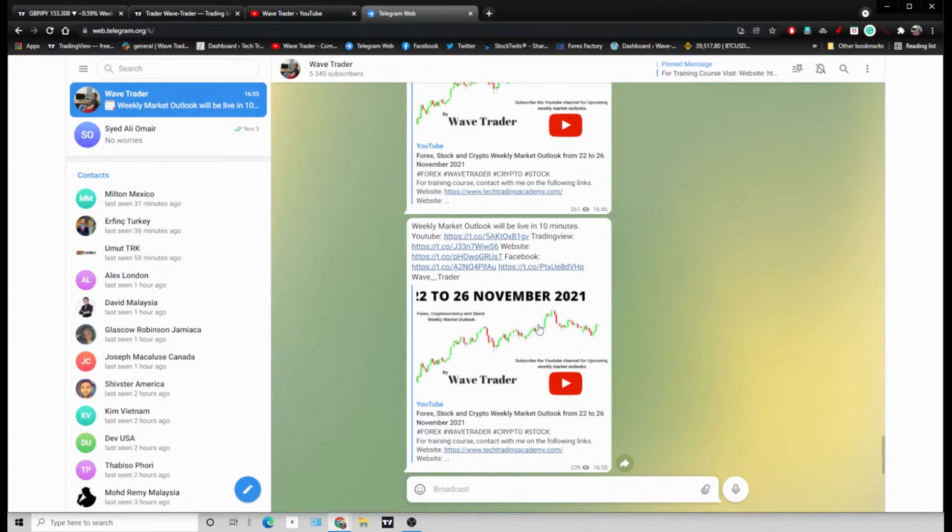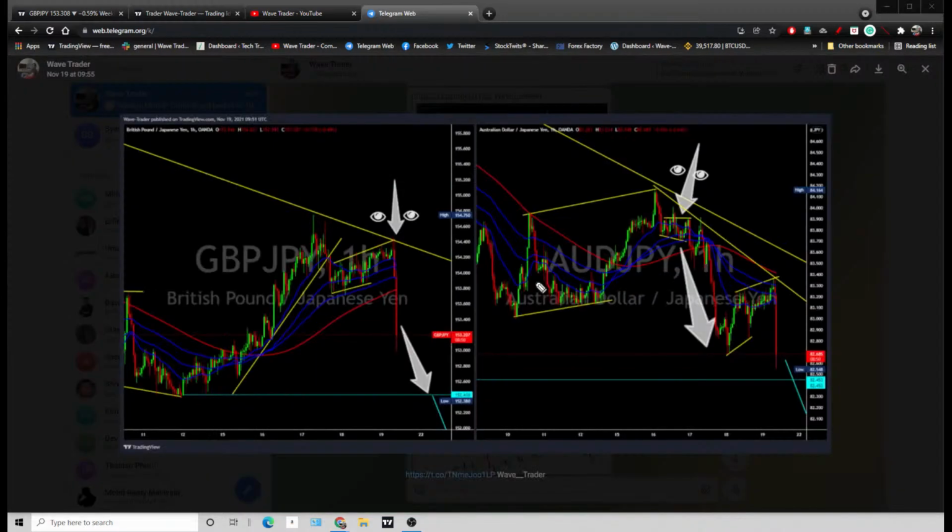All right, so this is called lag. Or we can say that the pound was strong against the yen, but the Australian dollar wasn't strong enough to hold its gains, and dropped earlier than the pound yen dropped.